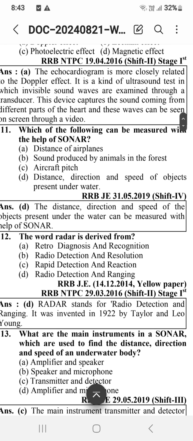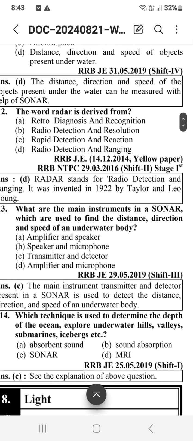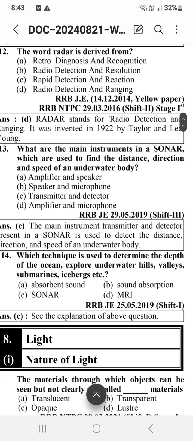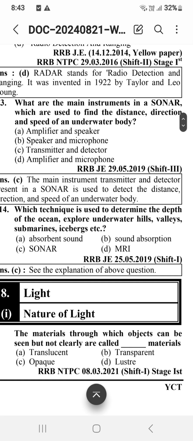What are the main instruments in a sonar which are used to find the distance, direction, and speed of an underwater body? Transmitter and detector. Which technique is used to determine the depth of the oceans, explore underwater hills, valleys, submarines, icebergs, etc.? Sonar. Light, nature of the light.